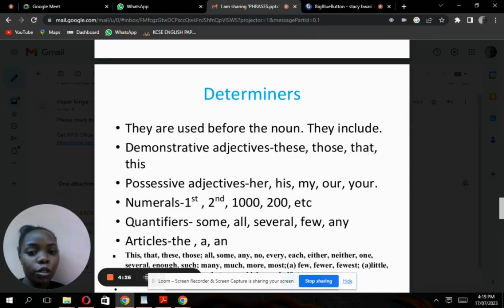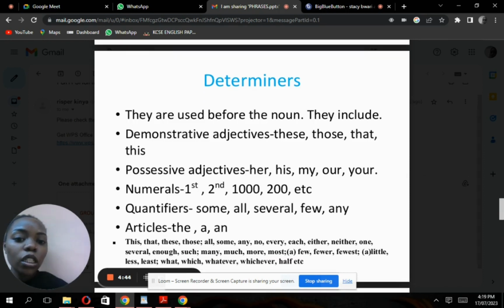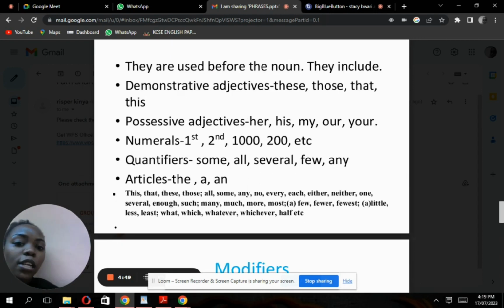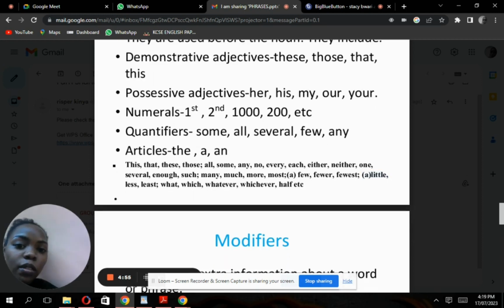Determiners are used before the noun. They include demonstrative adjectives, for example, this, that, these, and those. Possessive adjectives, for example, her, his, my, our, or your. We have numerals: first, second, 100, 200, etc. We have quantifiers: some, all, several, few, any. We have articles. We have only three articles: the, a, and an. Also, this, that, those, all, some, any, no, every, each, either, and so on. We have modifiers also.